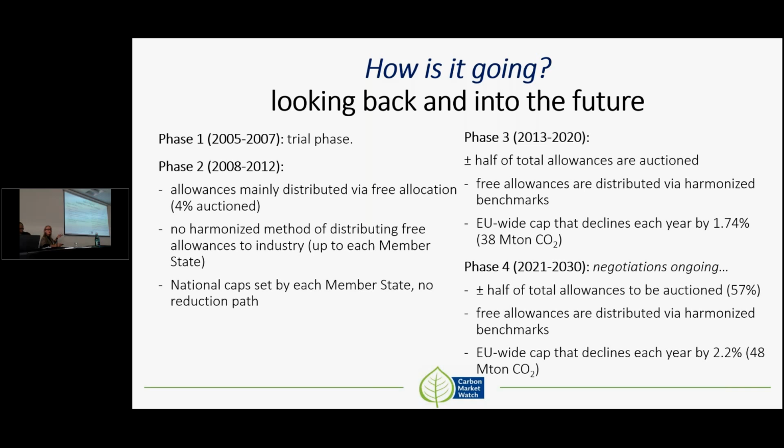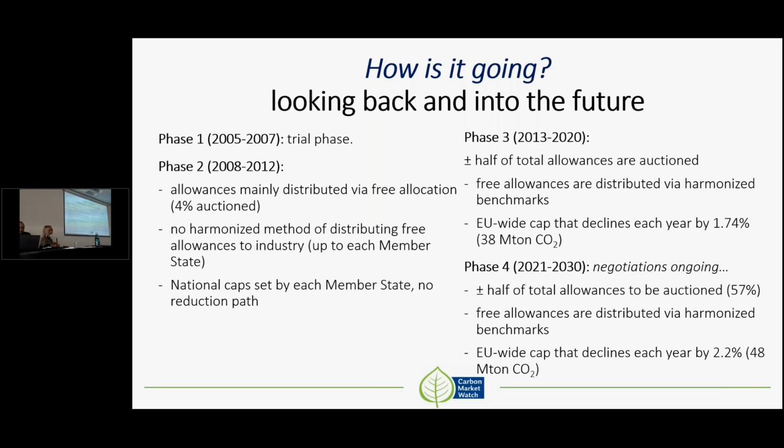Of course, there were a number of problems with the system. It was criticized for being not transparent at all, possibly not very fair, and it had the problem that there were already way too many allowances on the market. Okay, now we are in phase 3. It runs from 2013 to 2020.